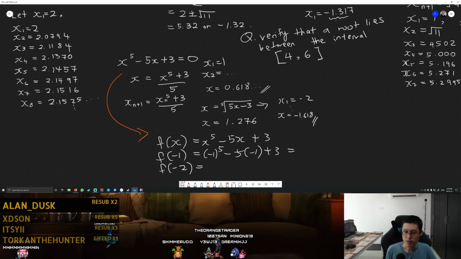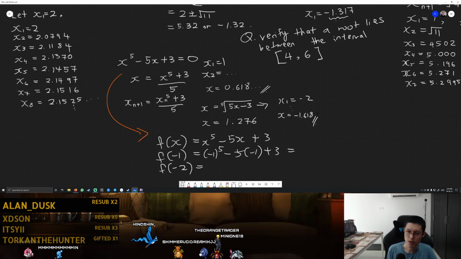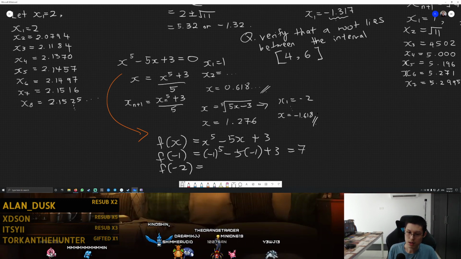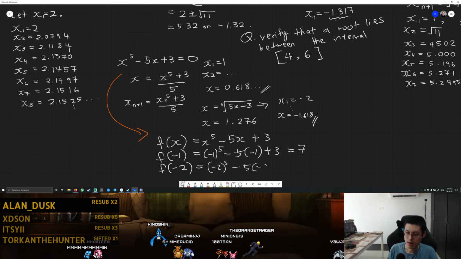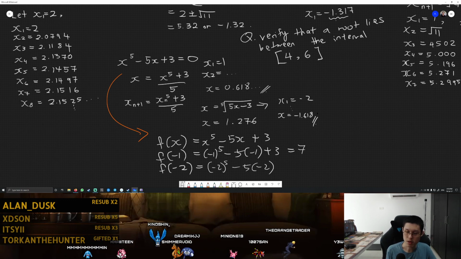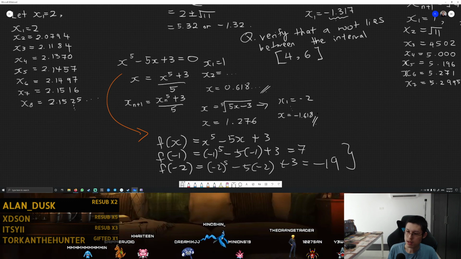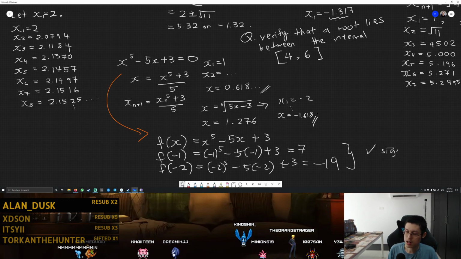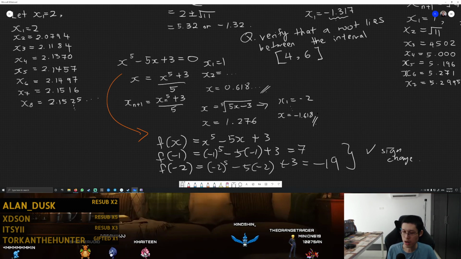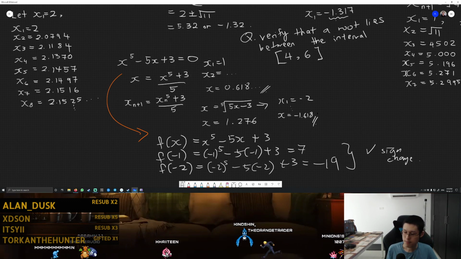So negative 1 plus 5 is 4. 4 plus 3 is 7. This one is negative 32 plus 10 is negative 22. Negative 22 plus 3 is negative 19. So there you go. There's a sign change. So sign change, which means your root must be between these two values, negative 1 and negative 2. Okay?